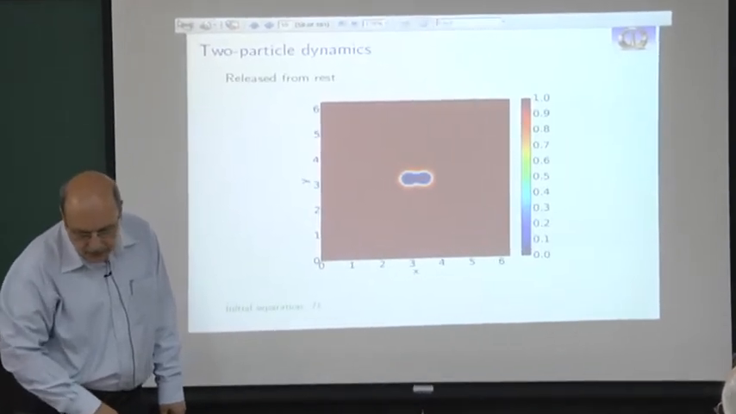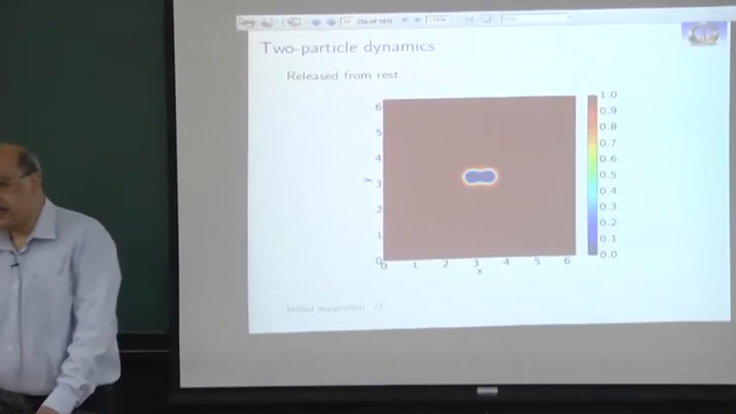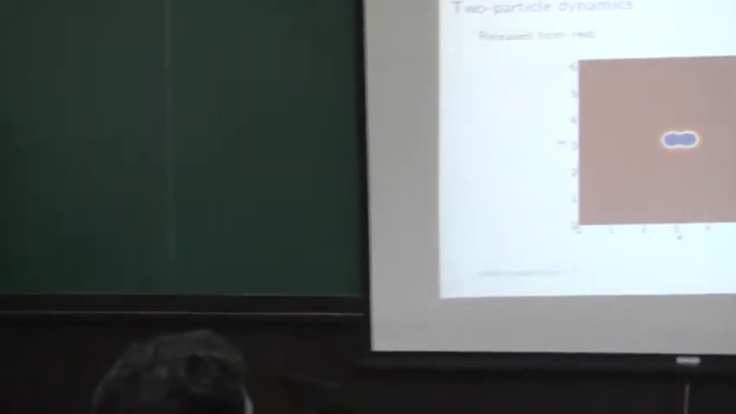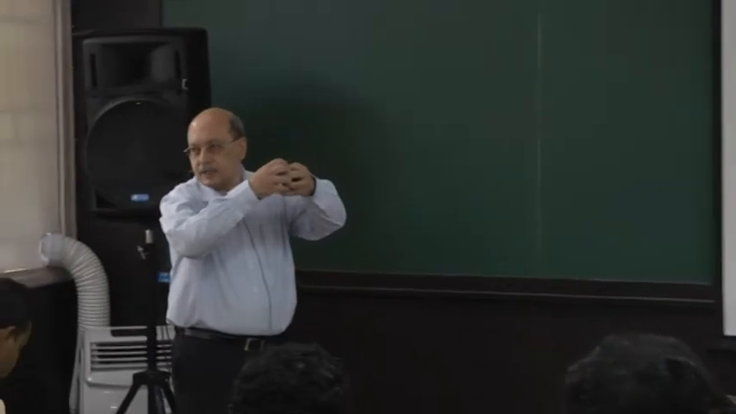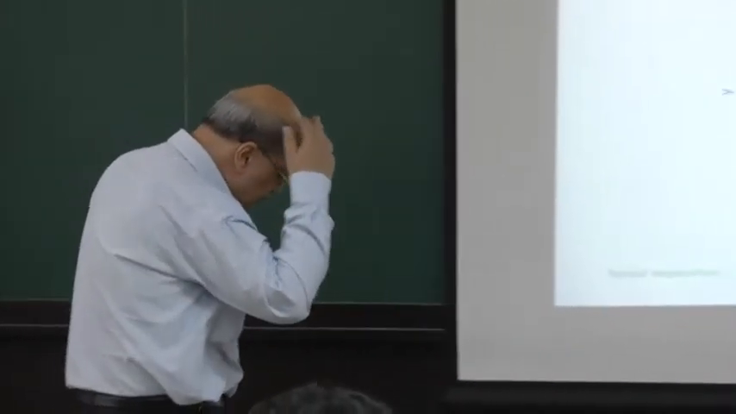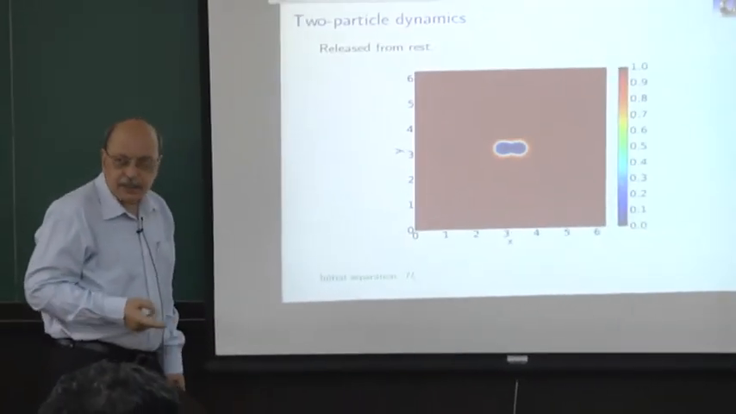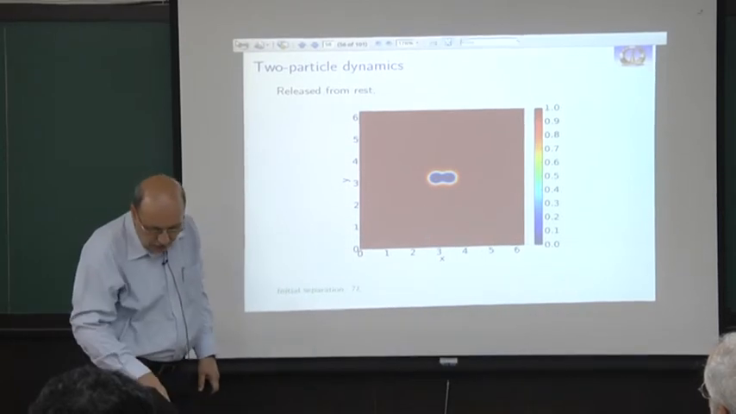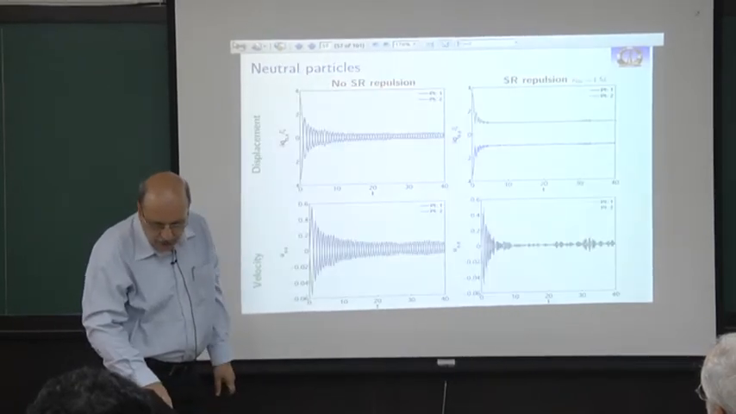Now let's look at two particles. If you just take two particles with no repulsion between them, they will actually come together and form a sort of bound state and keep on oscillating. Why does that happen? Well, you can actually derive it, roughly speaking, from the Gross-Pitaevskii equations by doing some sort of approximation, okay? But let me not do that.